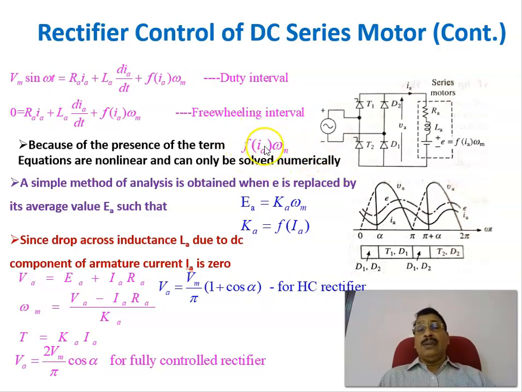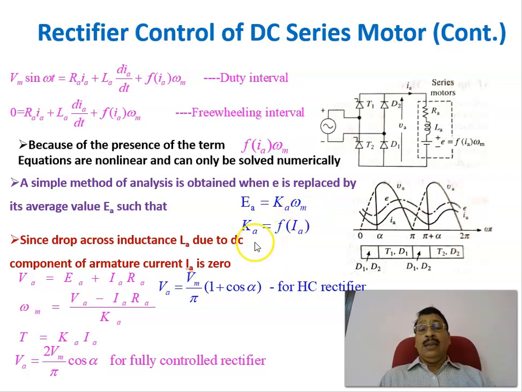Because of this term, unlike a separately excited DC motor, the back EMF is a function of the armature current. Because of these terms, it can be solved only numerically. As a simplified method of analysis, we assume that E is replaced by its average value, capital EA. We take the average value of this back EMF, equal to EA, and this EA is equal to a constant Ka times omega m.